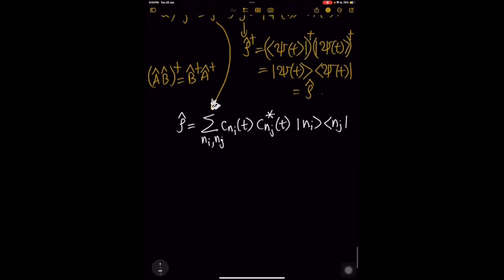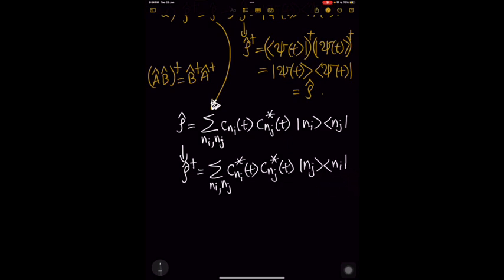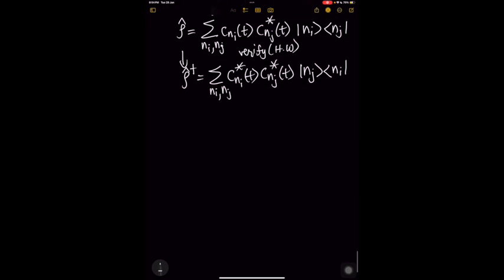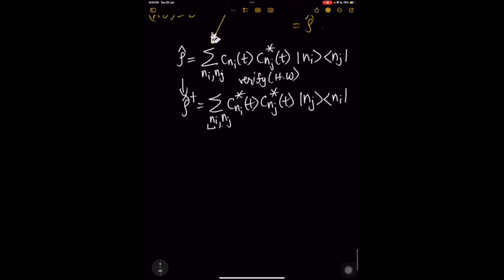Now you take a Hermitian conjugate of this expression. It's very easy to observe that that would be c_ni*(t) c_nj(t) times ket n_j bra n_i. You should go and verify this. It's homework.